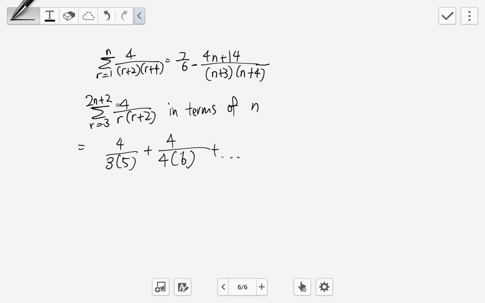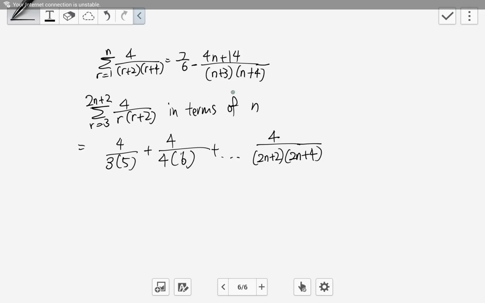And what is our last term? When you substitute in, it should look like 2n plus 2, and 2n plus 2 plus 2, so 2n plus 4. So this will be our terms. And then we are supposed to express it in this form.